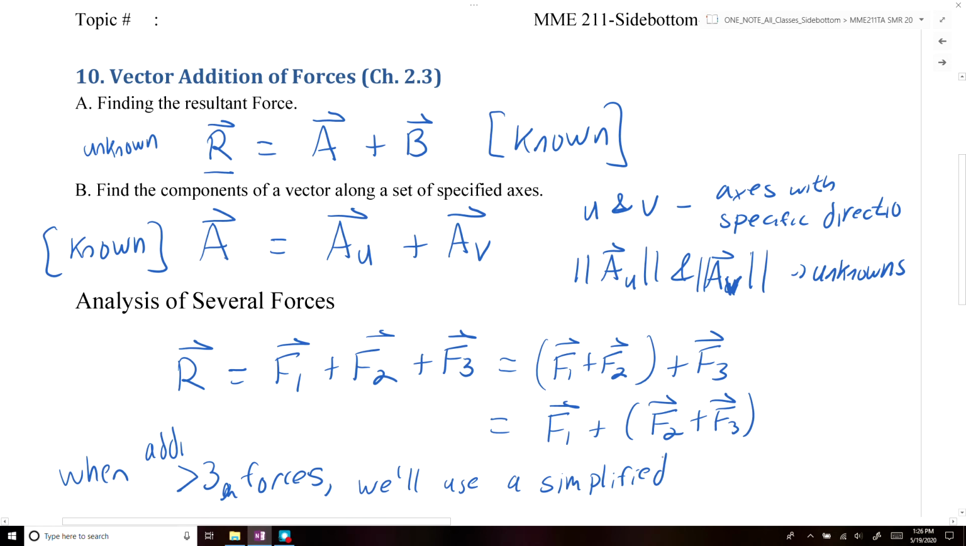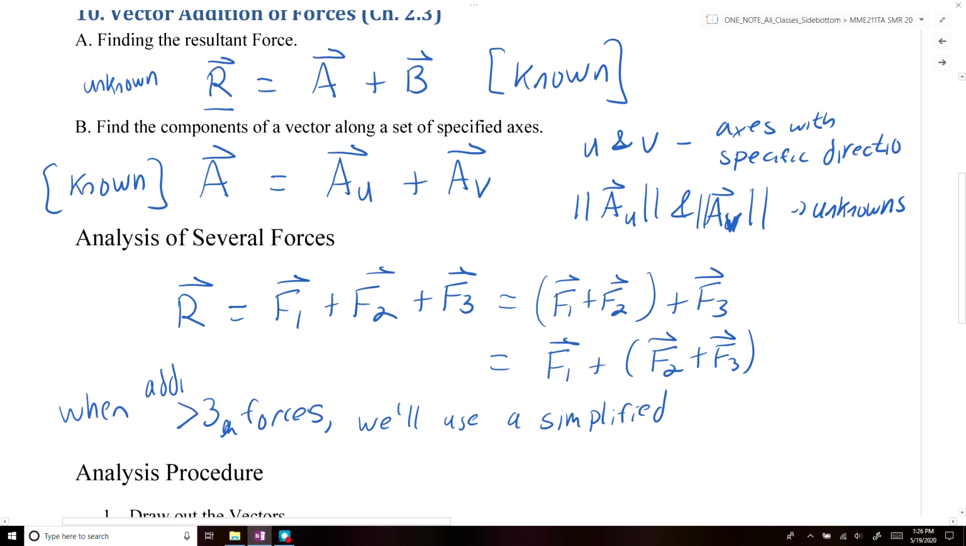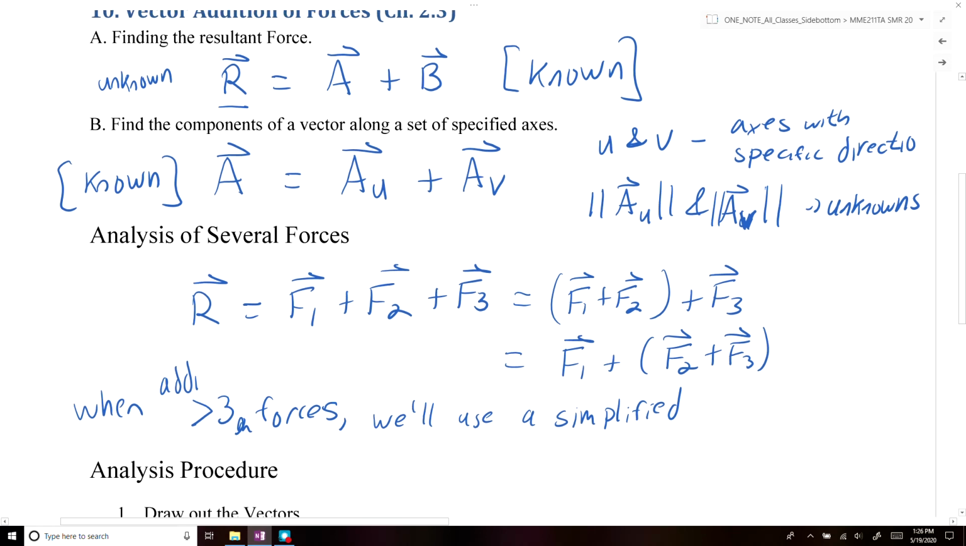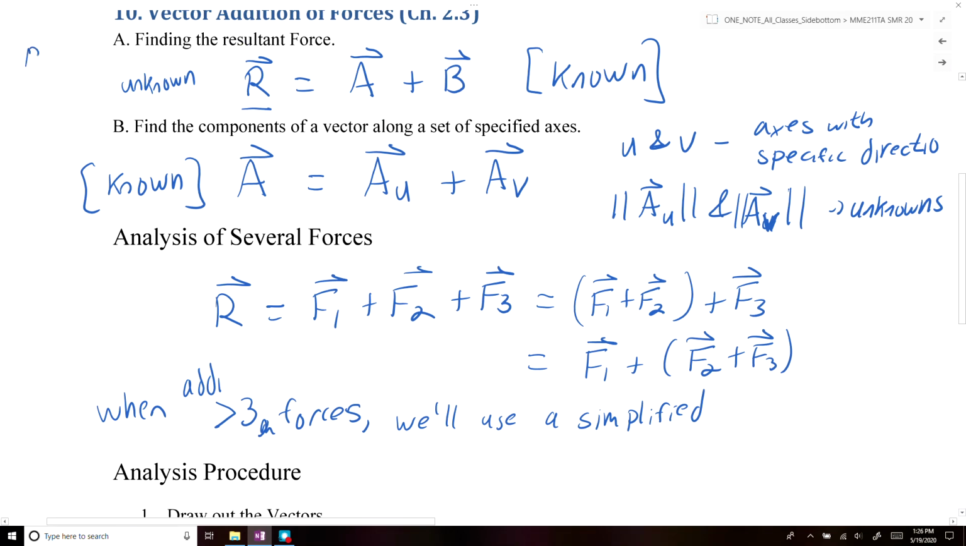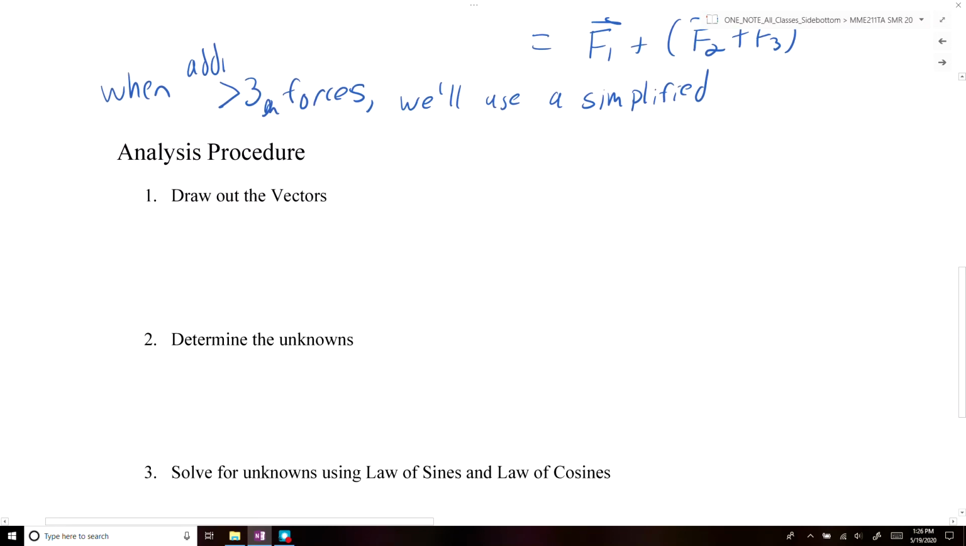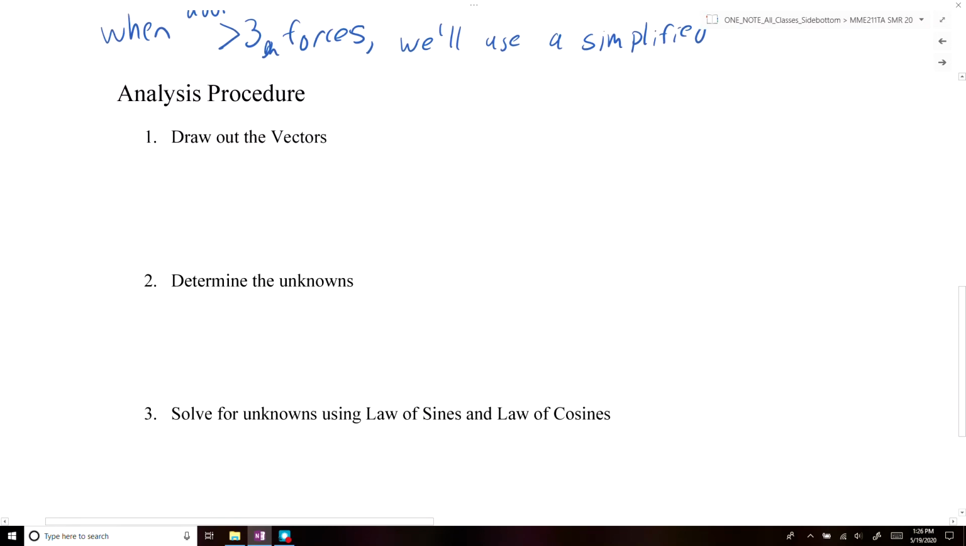When you're trying to find the resultant force, I'm going to refer to that as problem type A. If you're finding the components of a vector about a specific axis, I call that problem type B. We're going to use the following analysis procedure. You're first going to draw out the vectors. You're then going to determine what things you do not know, and solve for the unknowns using the law of sines and the law of cosines, which we introduced in the last video.